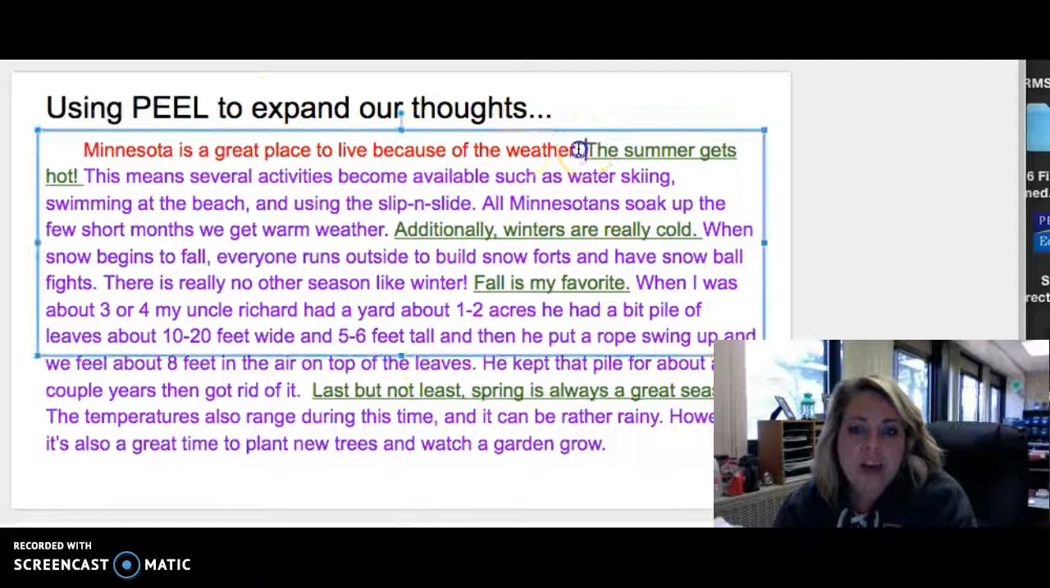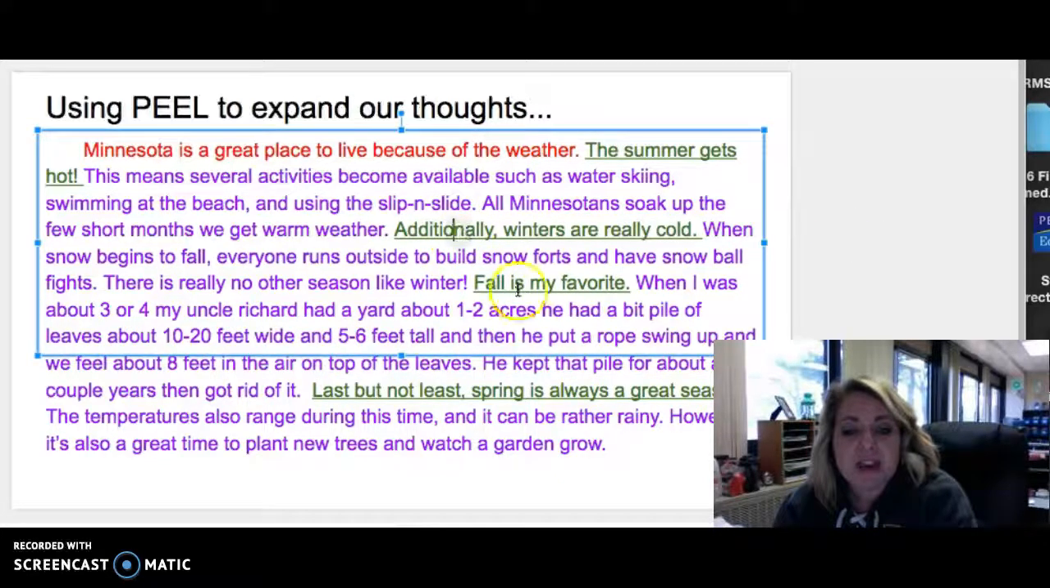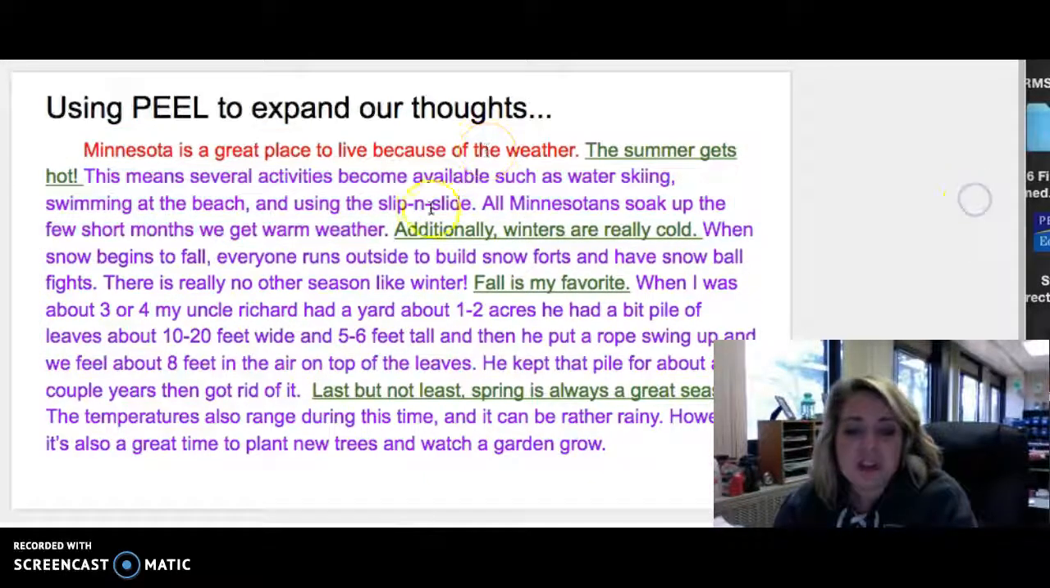So now we have this whole paragraph, and if you look at this paragraph as a whole now, we have our main point at the beginning. Minnesota is a great place to live because of the weather. We have 4 pieces of evidence that we're going to give. The summer gets hot. Additionally, winters are really cold. Fall is my favorite. Last but not least, spring is always a great season. After each piece of evidence, we explain it. And so that should be the pattern that you see when you write a paragraph, okay?